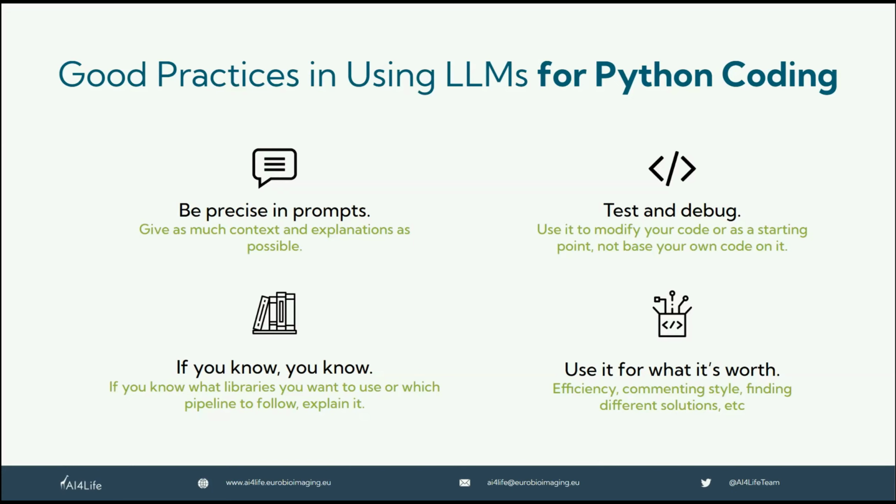If you know you want to use OpenCV, Scikit, Matplotlib or Seaborn for generating plots, tell it. Tell it that it should use this or that library or do it one way or another. If you don't want a for inside of a for, tell it and do it as efficiently as you can. These are things you know from Python programming, so tell it some things that are not that obvious, and then use it for what it's worth.